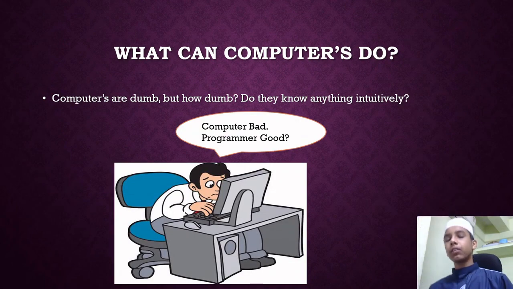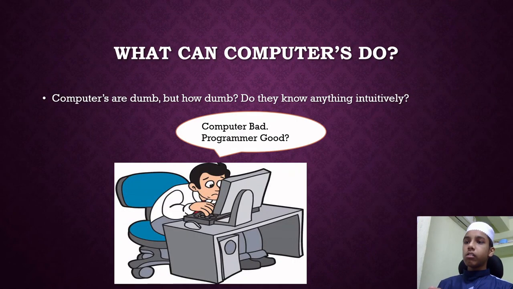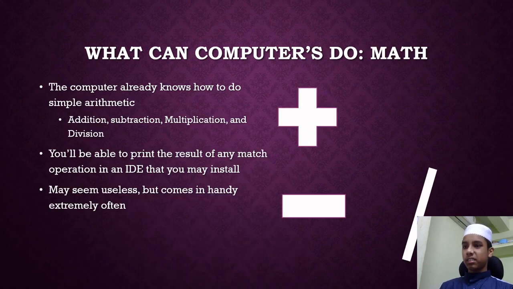We have learned about what programming is and how we write code, and now we have learned how we get information from computers. Now we need to learn what computers can do. Computers are dumb, but how dumb? Do they know anything? No, we will learn about it. What can computers do? Math.